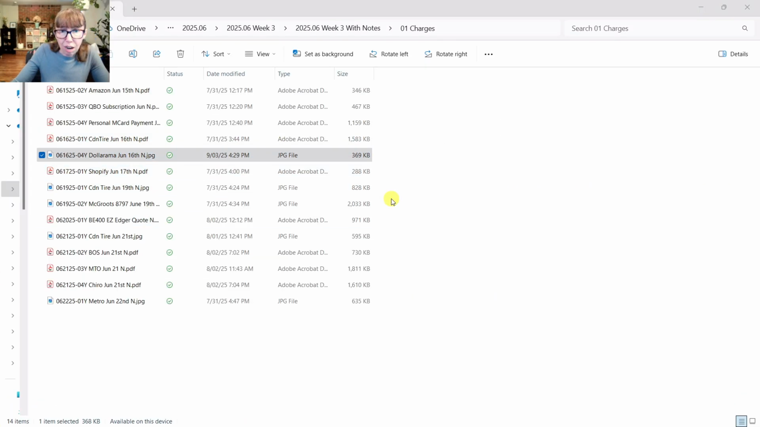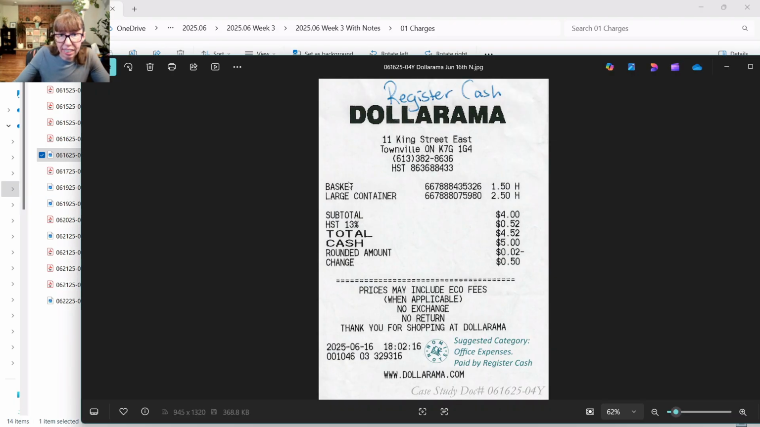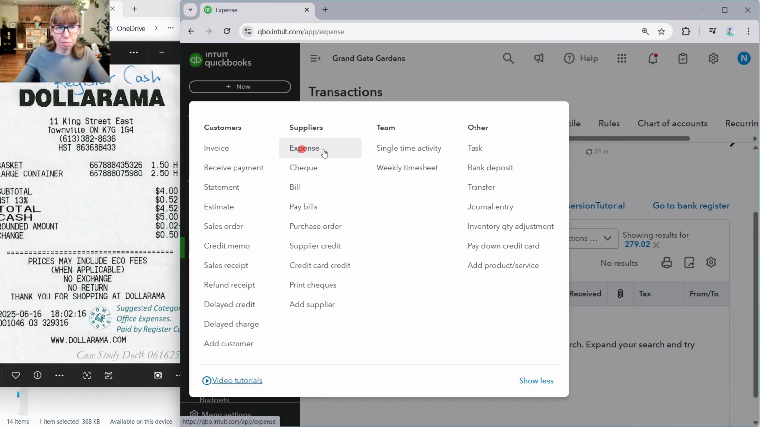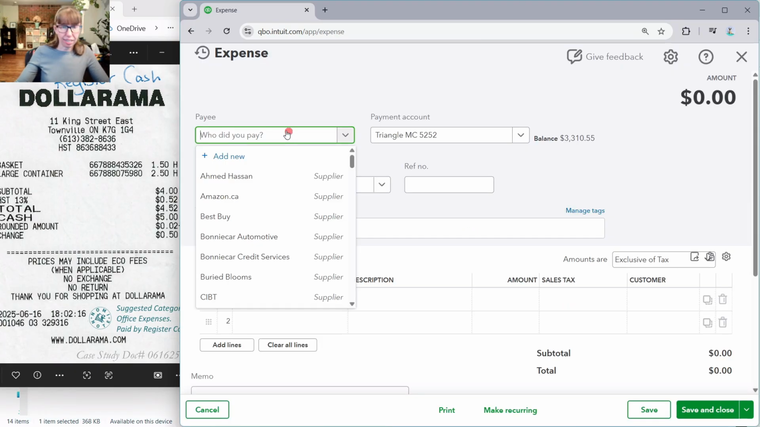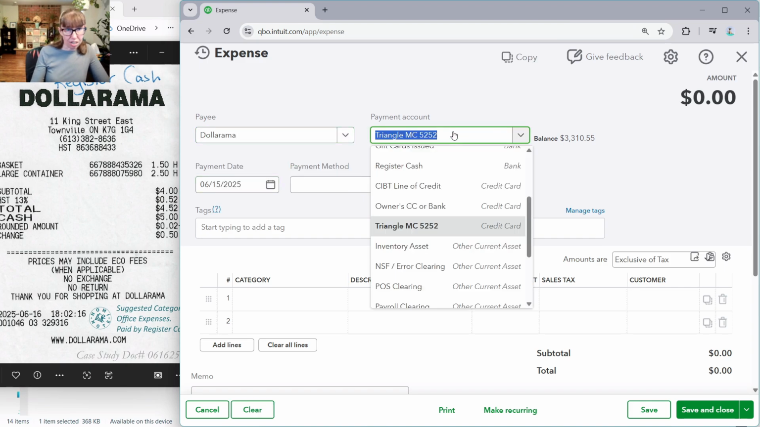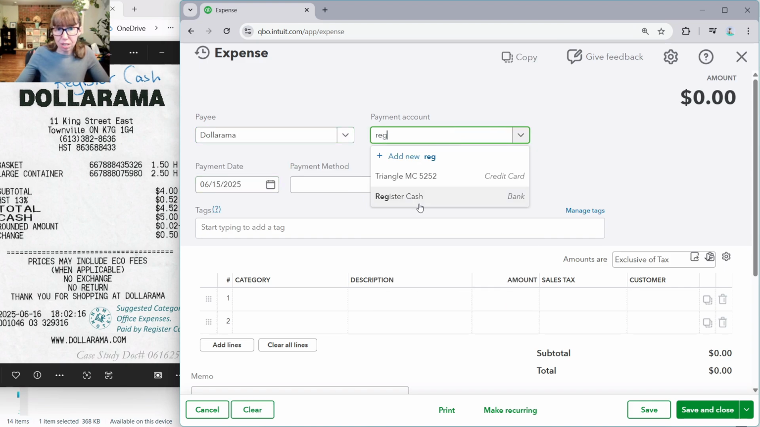We have a Dollarama receipt, and we can see that there's a basket and a container. There's just a little bit of money. It's paid by cash, but notice she wrote it was paid by register cash. All right, let's put this in. We're going to go to new expense, and this is Dollarama, and it says register cash. So this will be important later.